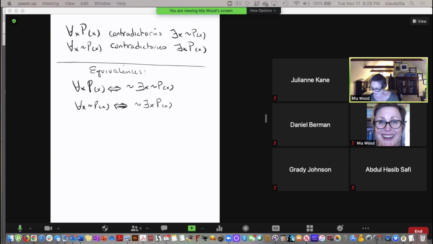We notice, by the way, that when you have the affirmative universal, the quantifier is changed and a negation is placed on either side of it. Notice that when you have a negation on one side of a quantifier, you change the quantifier and push the negation through.